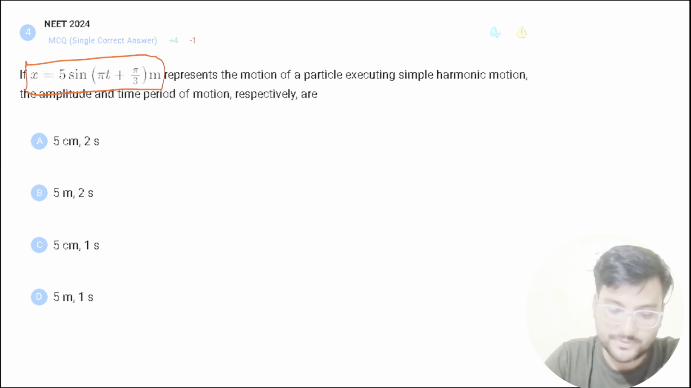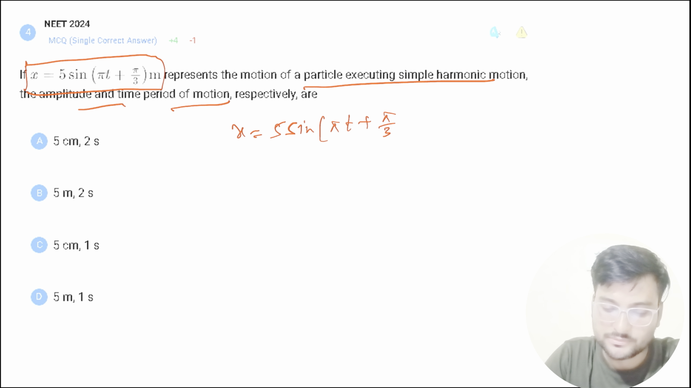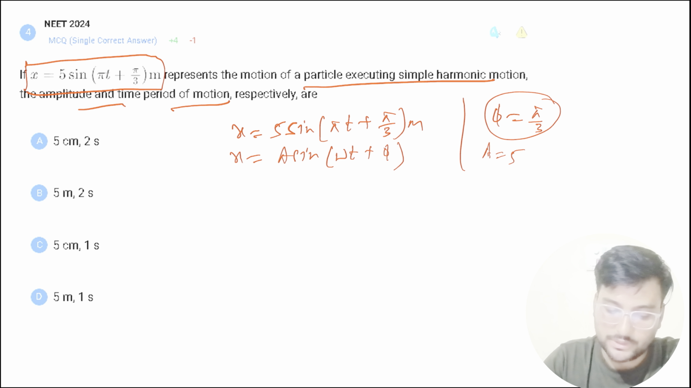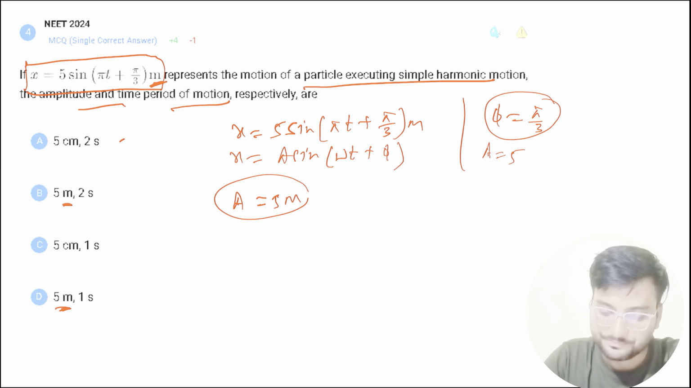Now see, this displacement is given to you, okay, and they ask what the amplitude and time period of this are, right? So x is given as 5 sin(pi t plus pi by 3) meter, okay. So x equals a sin(omega t plus phi), right? So here phi is equal to pi by 3, okay, and a is equal to 5. In this case the amplitude, since it is mentioned in meters, either this one or this one is the correct option, right? So amplitude is equal to 5 meter. This other one is wrong because it is mentioned in centimeter.